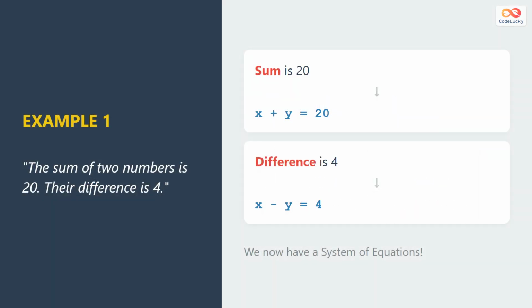Let's look at a classic example. The sum of two numbers is 20. Their difference is 4. We translate the first sentence to x plus y equals 20. We translate the second sentence to x minus y equals 4. Now we have a system of equations.